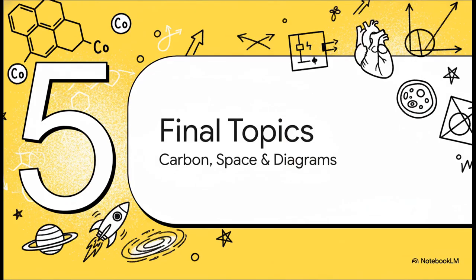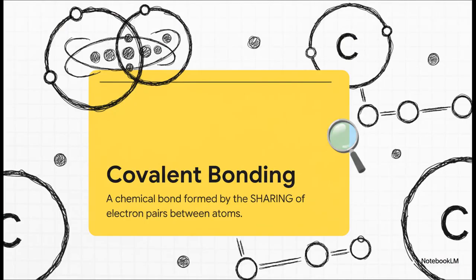We are on the home stretch now. Let's do a final, super fast sprint through carbon compounds, a little bit on space, and then finish up with the all-important diagrams. When you see the term covalent bonding, I want one word to pop into your head. That word is sharing. An ionic bond is about transferring electrons, but a covalent bond is all about sharing them. That is the key word that will get you the marks for this definition.